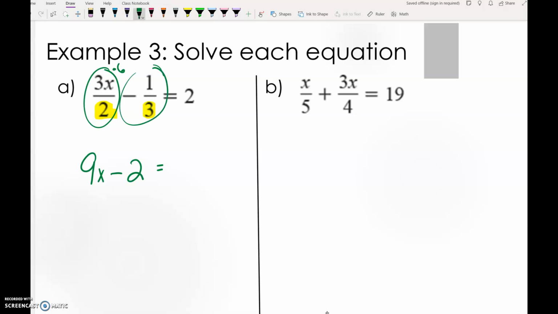And then 2 times 6 is 12. 9x minus 2 equals 12 looks a lot nicer than what we had before. So now we would add 2 on both sides. 9x equals 14.